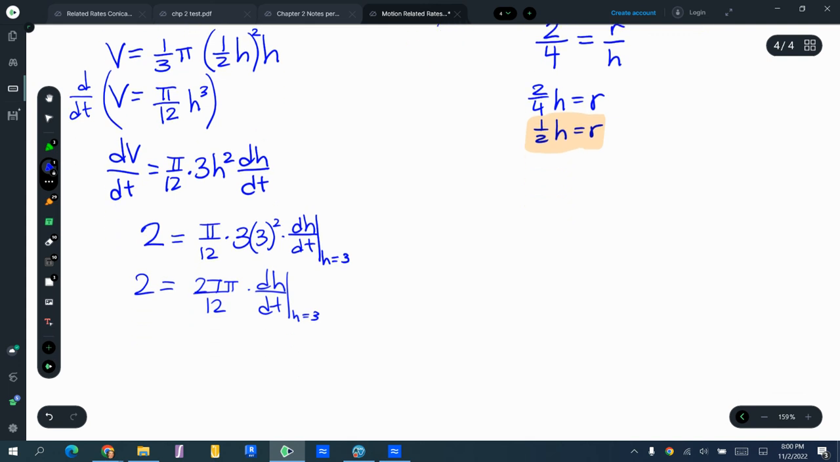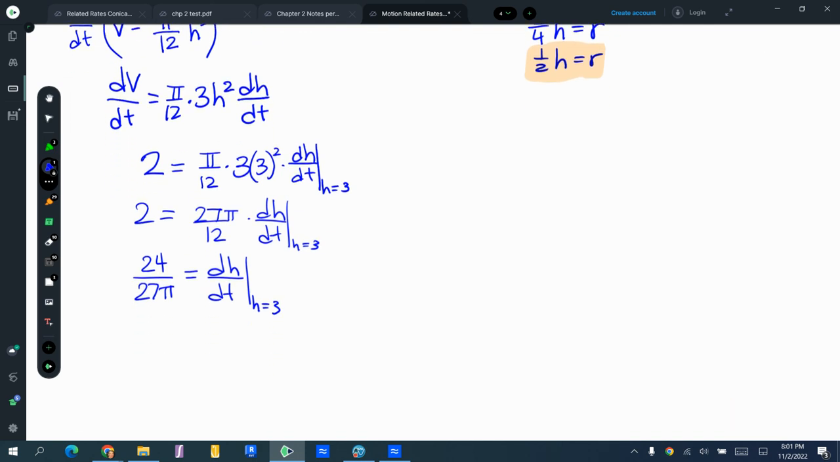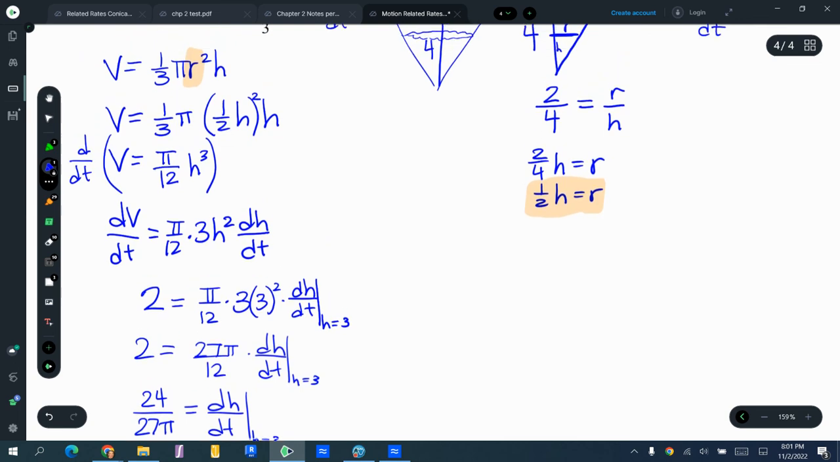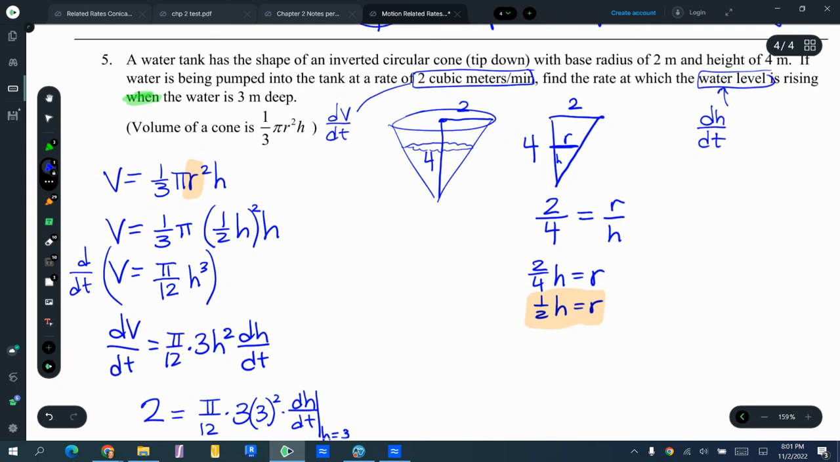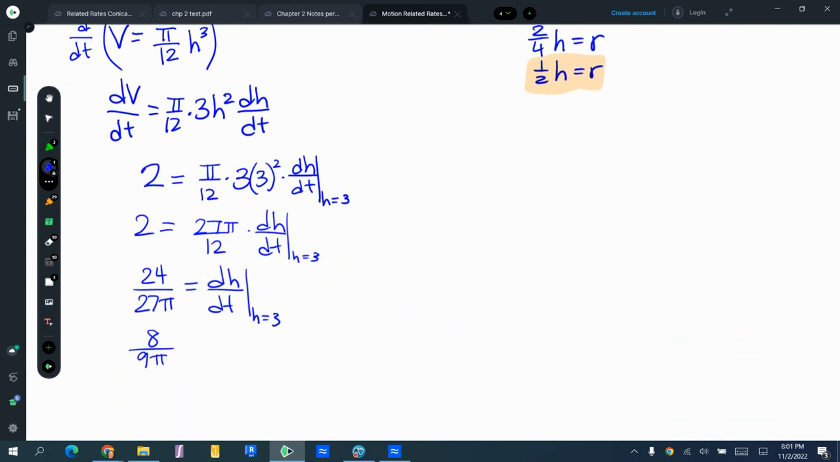So to solve for that, I'm going to multiply by the reciprocal. So I'm going to have 24 over 27 pi. Again, you've got the calculator for this, so if you want to do all this on your calculator so it's a little bit easier, that's totally fine. But this is 8 over 9 pi, and h is measured in meters, and the water level is rising in minutes, so meters per minute.